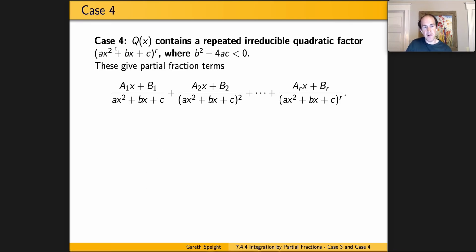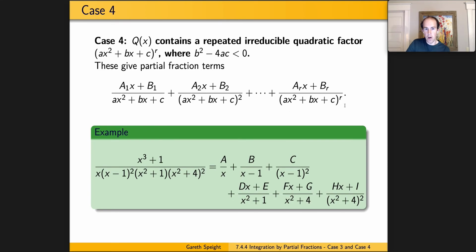So what do I mean? If we have a repeated term ax squared plus bx plus c to the power r, we're going to have constant x plus constant divided by our factor, plus constant x plus constant divided by our factor squared, all the way up to constant x plus constant divided by our factor to the highest power. So here's, for instance, an example.